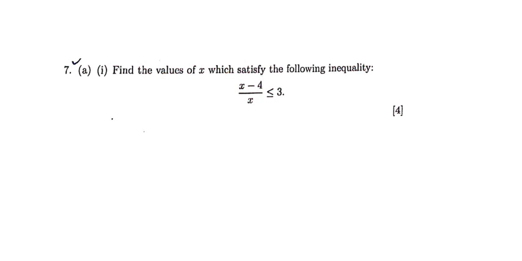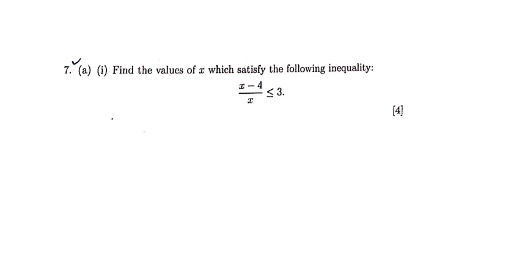Anytime you are dealing with inequalities, you need first to shift everything to the other side so that you remain with 0. In this case, it's either I shift this to the other side or I shift 3 to the other side. But the easiest way is to shift 3 to the other side. So that's what I'm going to do.